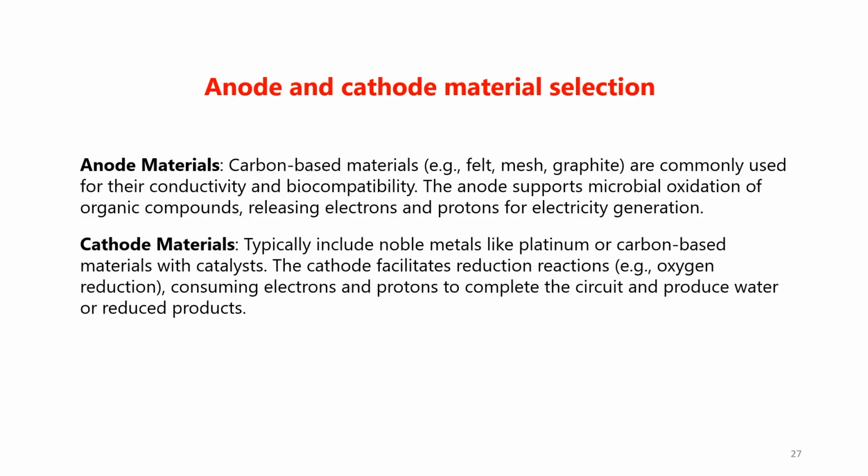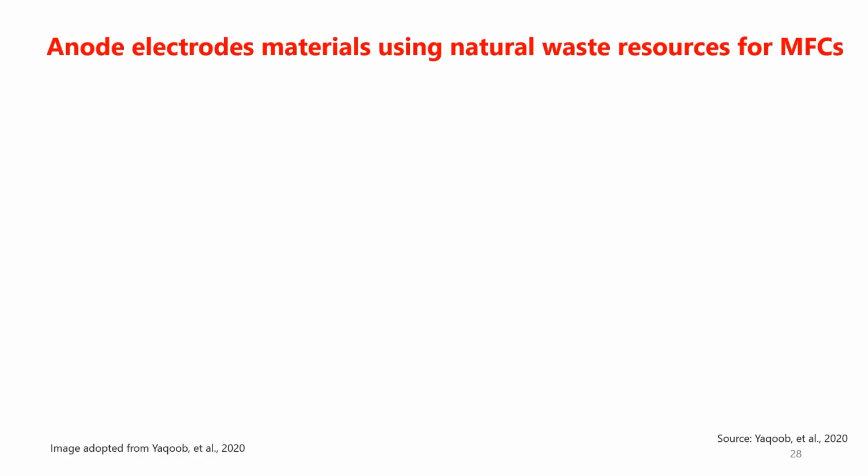Now, in the case of the cathode, typically we use noble metals like platinum or carbon based materials with catalyst. The cathode facilitates reduction reactions, for example oxygen reduction, consuming electrons and protons to complete the circuit and produce water or reduced products. We can also make anodes by using materials obtained from natural waste.